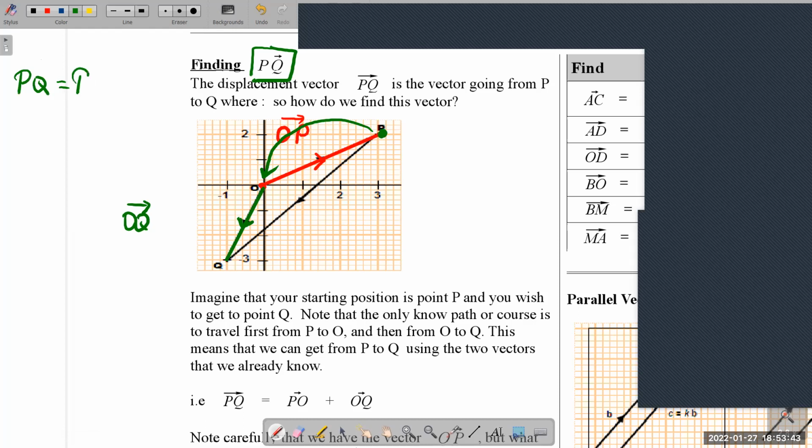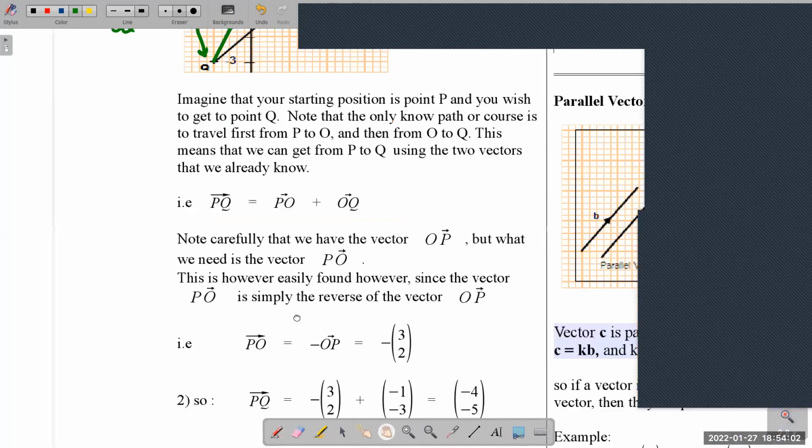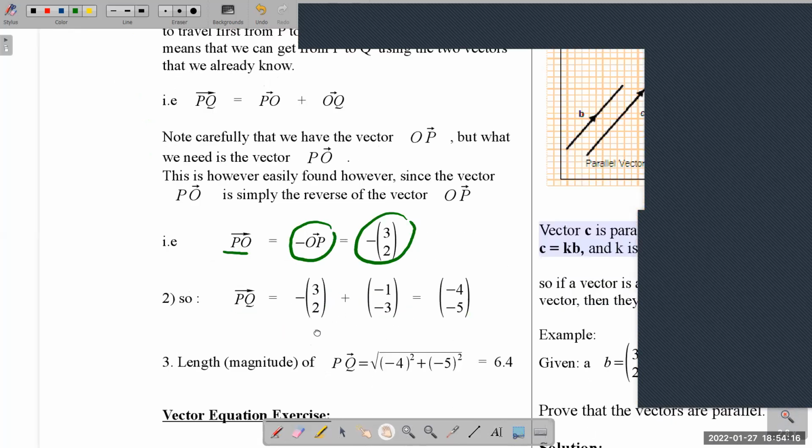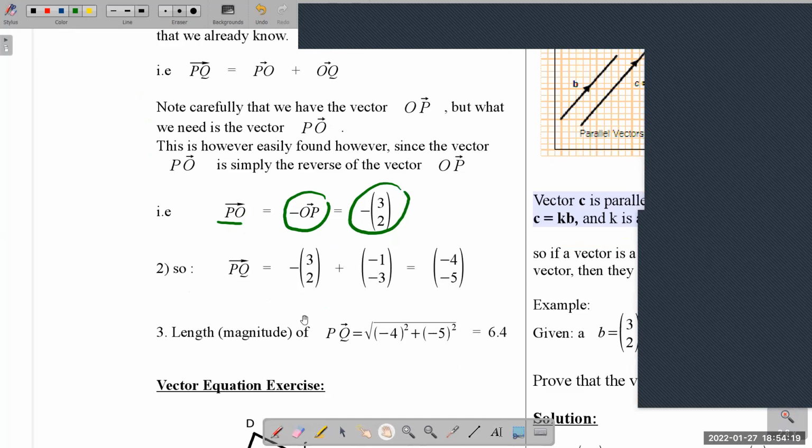So that means we need PO plus, and after we reach the origin, how do I get to Q? I go from O to Q, which is represented by OQ. Right? And that's how we got this formula here. What they did here too is the same thing we did. We want PO from OP, so we just had to add what? The negative sign to it. Everybody remember us doing that? So everything we did before, it's exactly the same thing. Same exact thing.